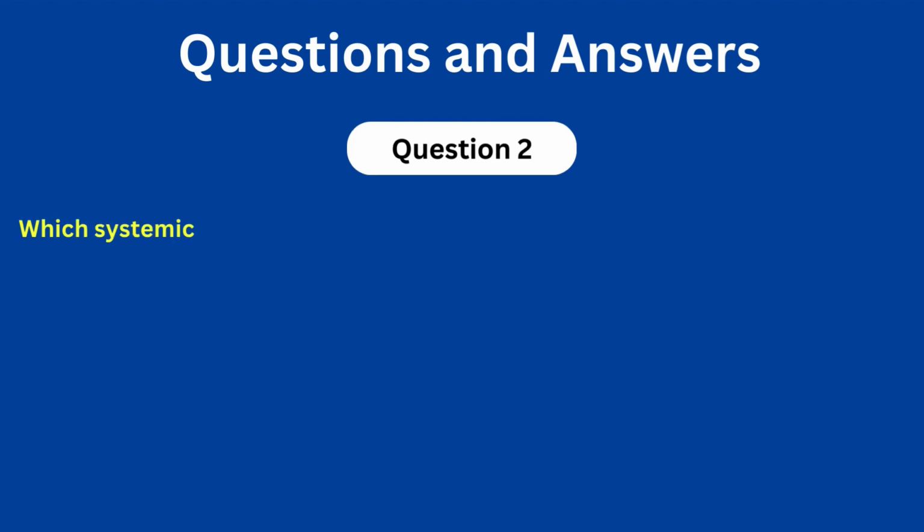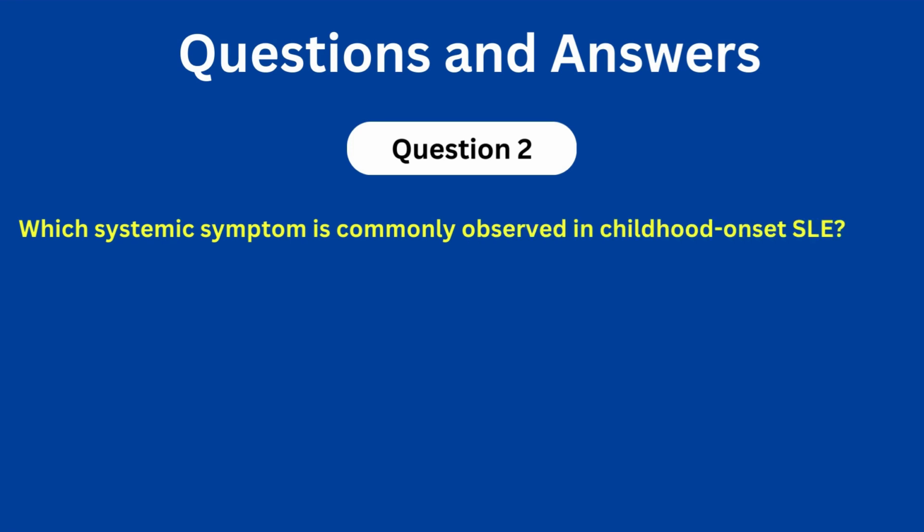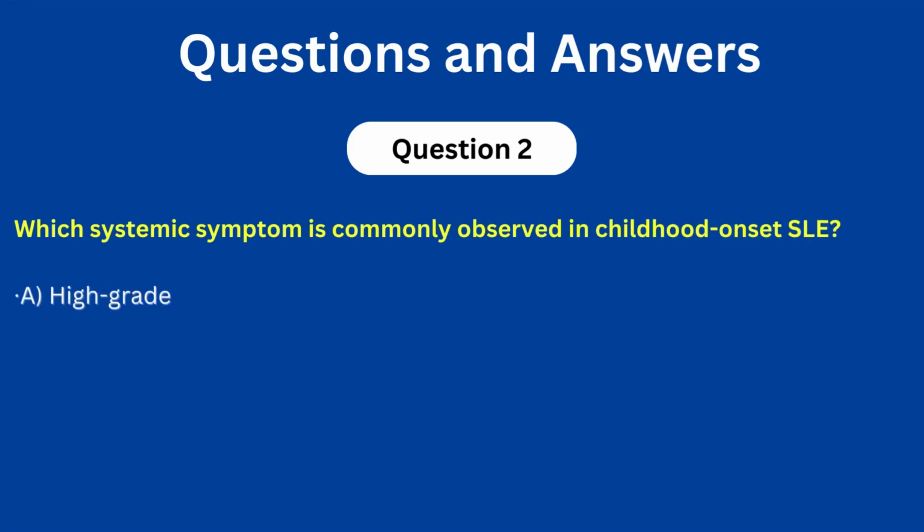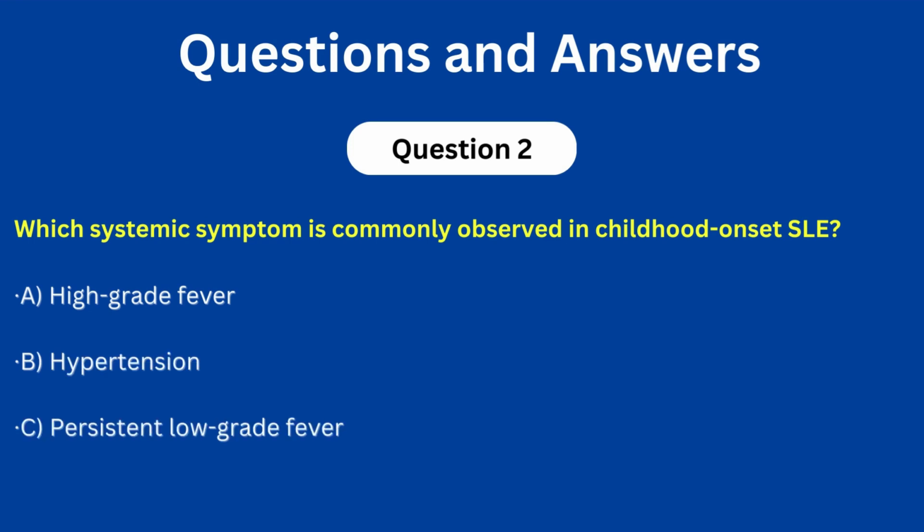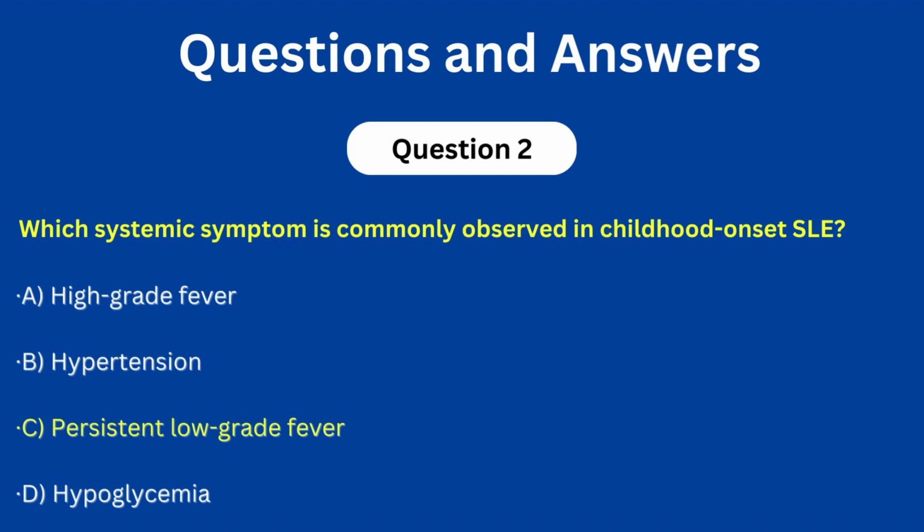Question number 2. Which systemic symptom is commonly observed in childhood onset systemic lupus? A. High-grade fever. B. Hypertension. C. Persistent low-grade fever. D. Hypoglycemia. The correct answer is C. So systemic symptoms in systemic lupus often include persistent low-grade fever, also fatigue and weight loss. The low-grade fever is typically a sign of systemic inflammation and is not necessarily associated with infection.